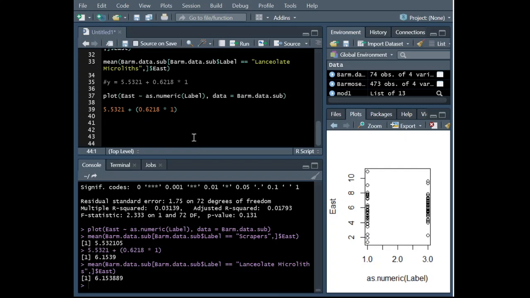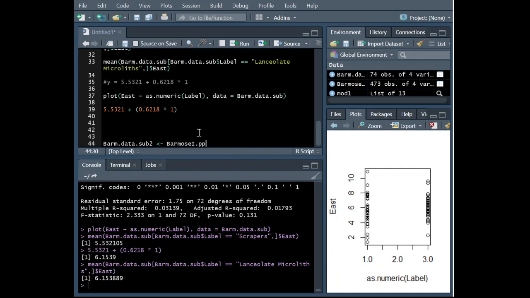So hopefully you're starting to get the hang of what linear modeling is capable of and what exactly it does. And if you're not yet, that's okay. We're going to work through another example here. Let's make a new subset of the BARMOS1 data. We're going to call it BARM data sub 2, in contrast to just BARM data sub that we had before.